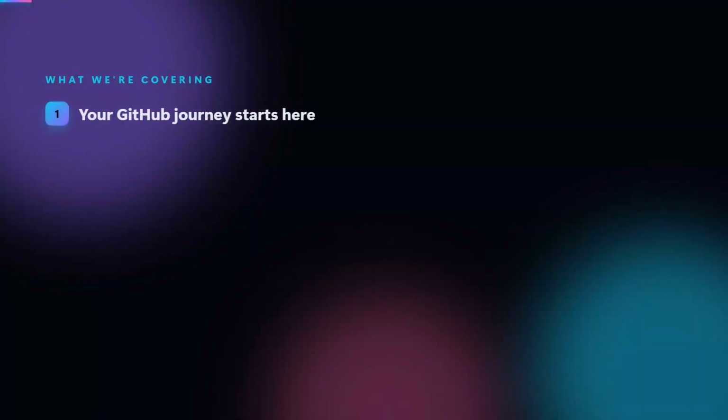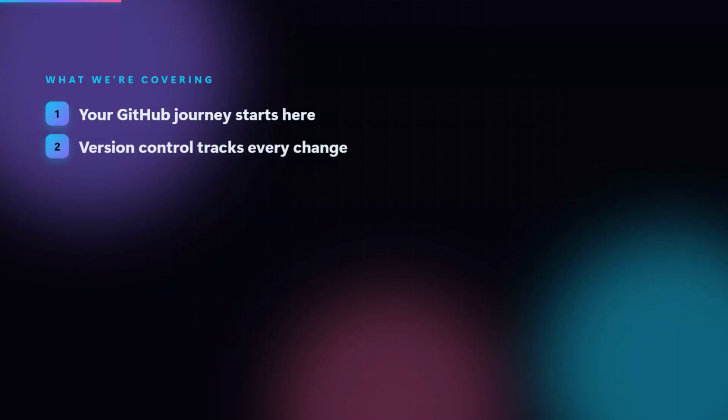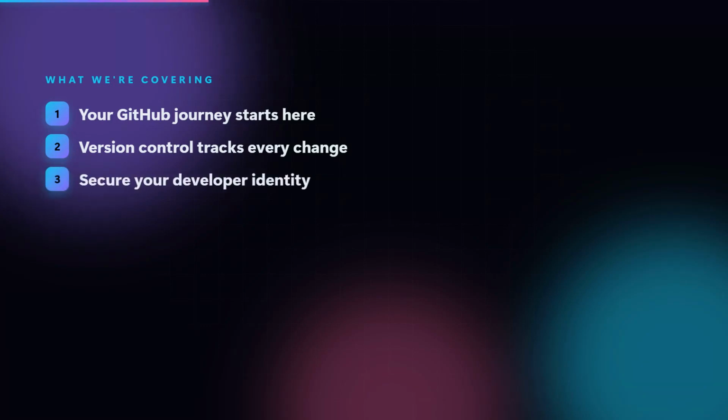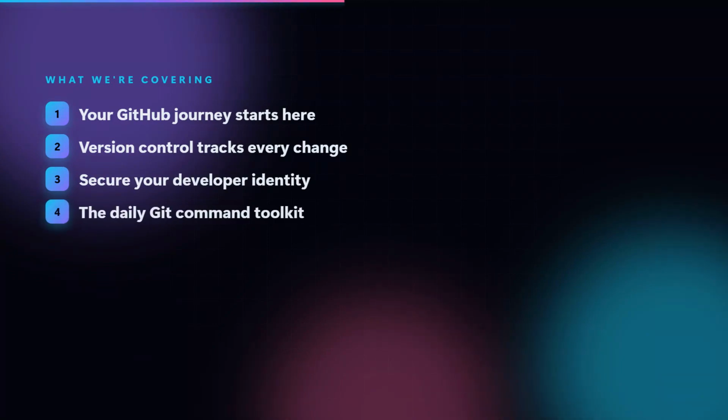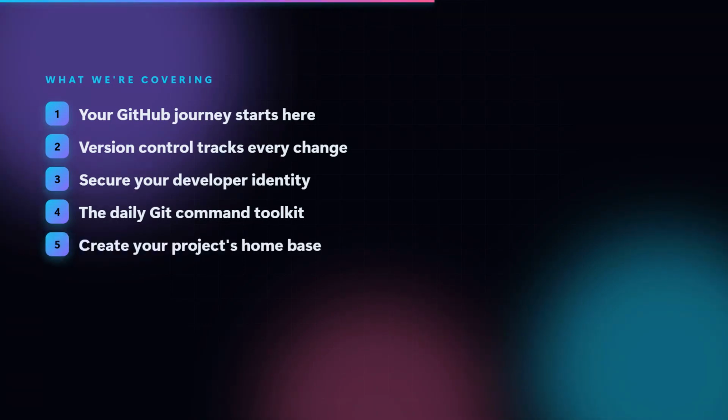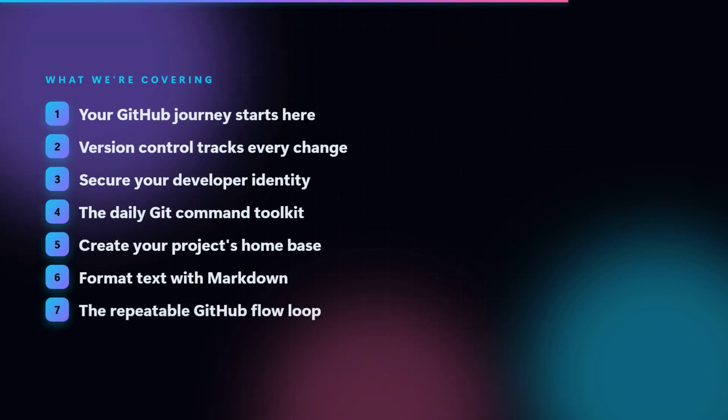First, we'll unpack what version control actually is and why it matters. Then, we'll set up and secure a GitHub account the right way. After that, we'll cover the essential Git commands you'll actually use daily, and walk through creating your first repository. Next, we'll explore Markdown for writing great documentation and break down the GitHub flow. From there, we'll dive into pull requests, merging, and fixing those dreaded merge conflicts. Finally, we'll look at GitHub issues and projects for planning work, and wrap up with a first look at GitHub Actions for automation.